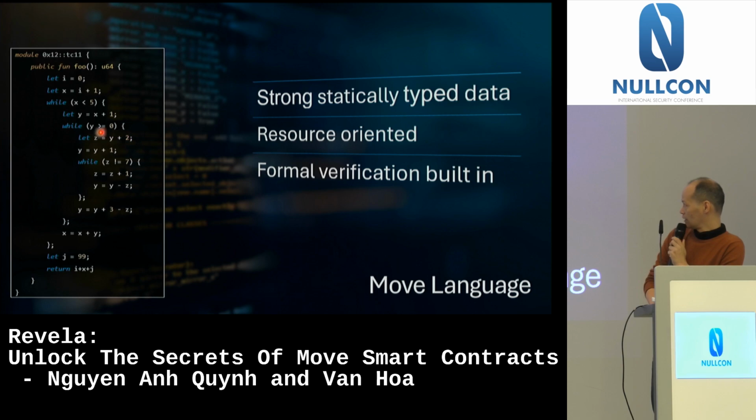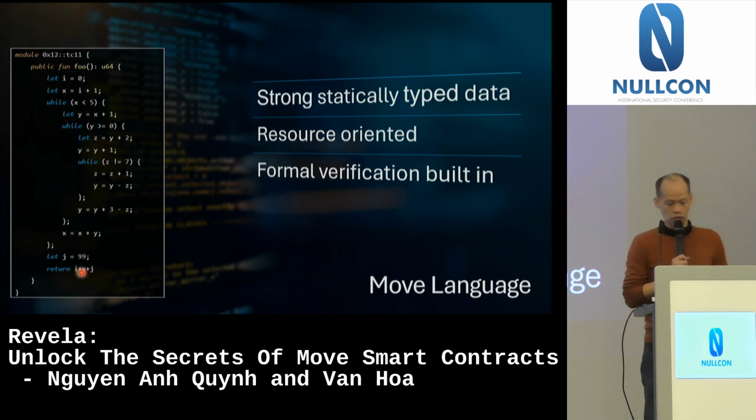And inside the loop, we have some other calculation, like assigning some value to the z variable, adding 1 to y, and there's another nested loop. So as long as z is not equal to 7, we do something inside. And finally, outside this loop, we do some calculation and return the value. Yeah, this is a very simple function to show you how the Move language can be used to write a smart contract.